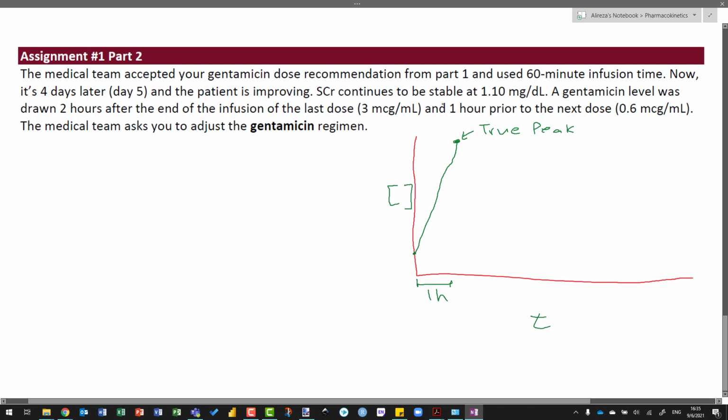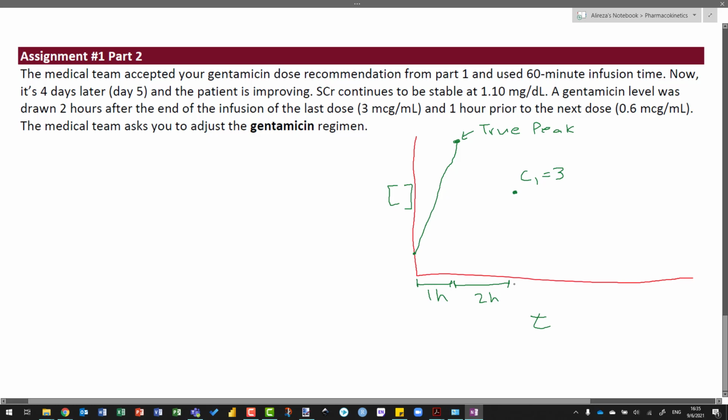And then they're saying that this level was 2 hours after the end of infusion. So it's a 1 hour infusion, and the level that we have is basically 2 hours later. So it's 2 hours later, and this happens to be somewhere here, and we'll call this concentration 1, which was 3.